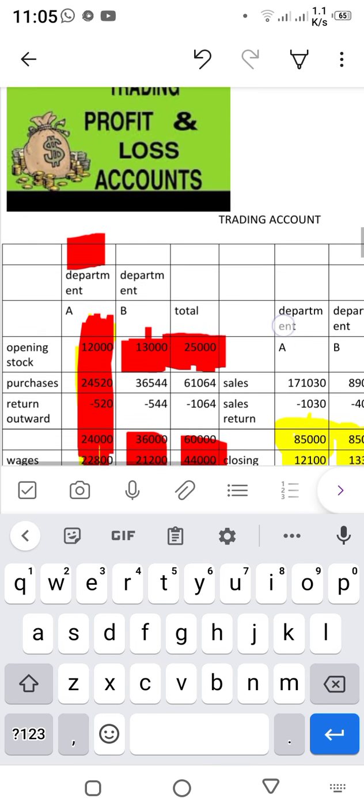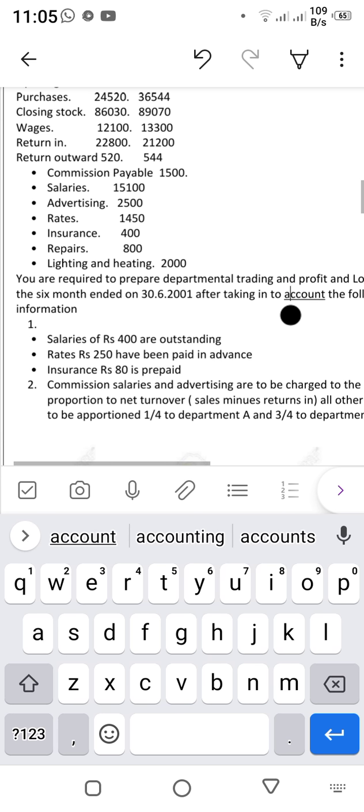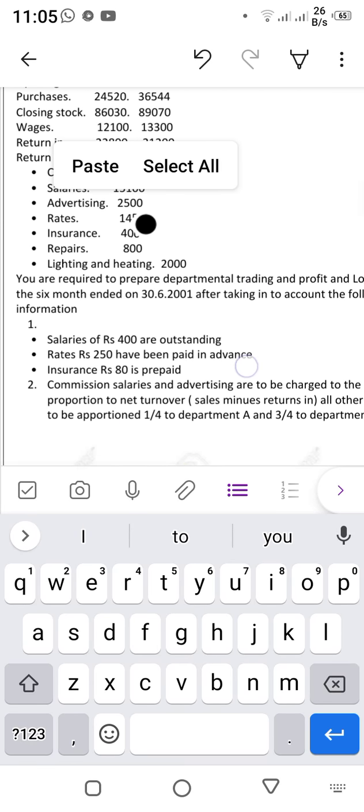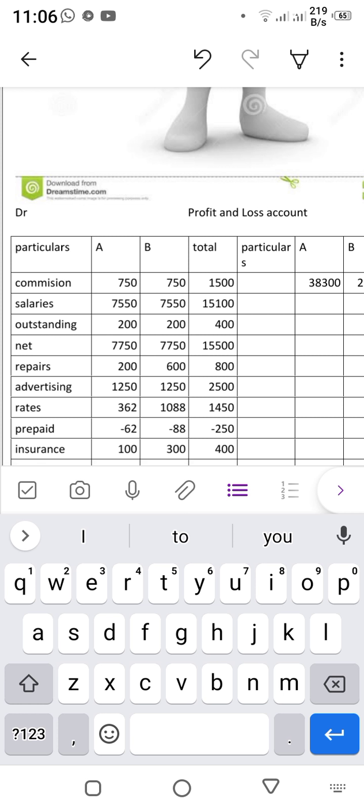Next one is advertising. You can see advertising will be distributed in equal proportion. So advertising is distributed equally among these two departments, 1250, 1250 equally.